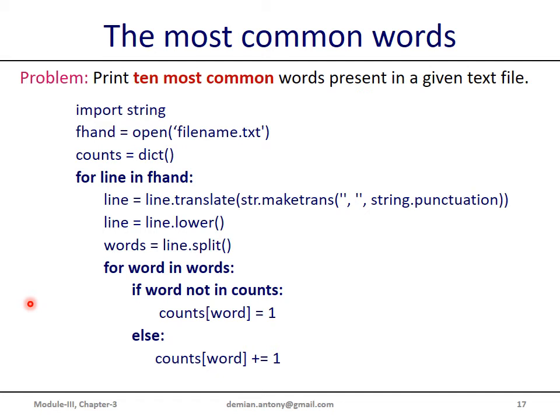What we have to do is, first we open a file in read mode, and create an empty dictionary wherein the key is the word and the value is the frequency of appearance of that word in the file.